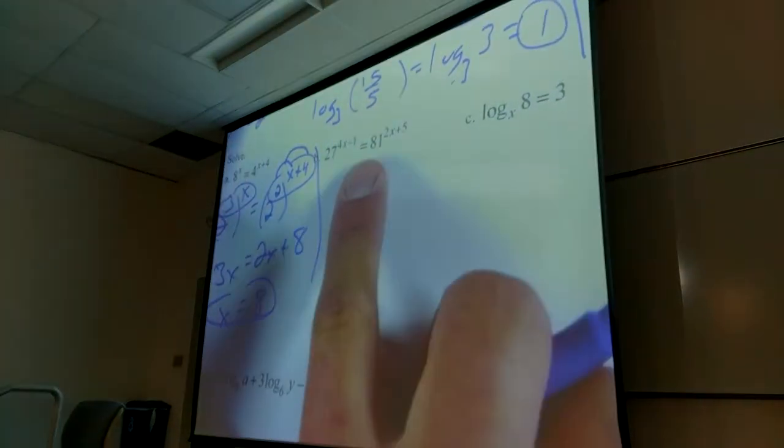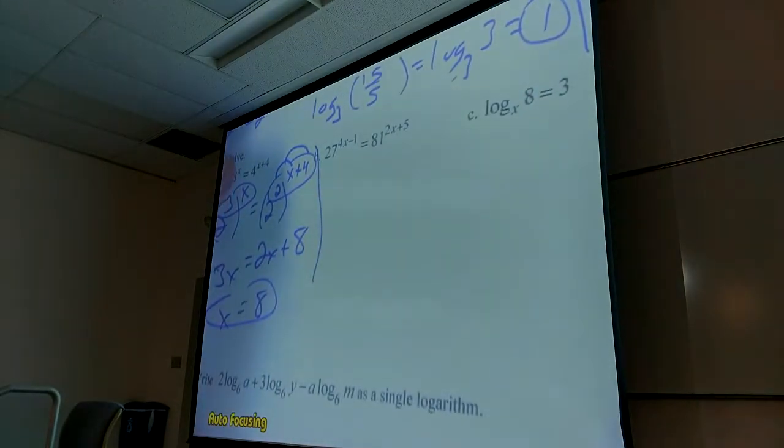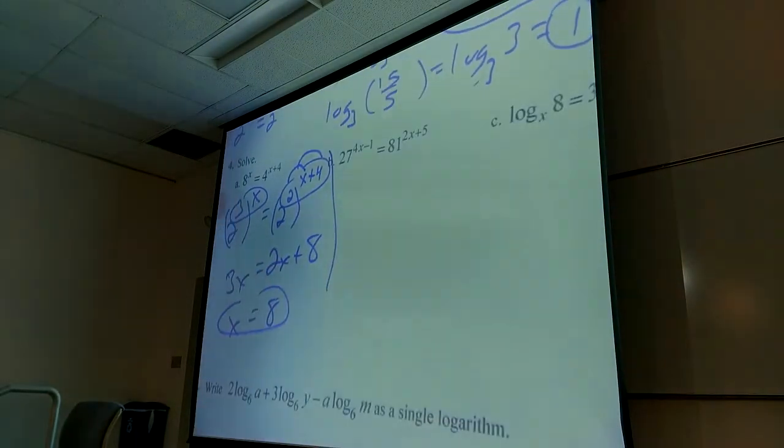All right, so you guys try this one if you haven't done this one yet. It's exactly the same idea as this. So try that one.